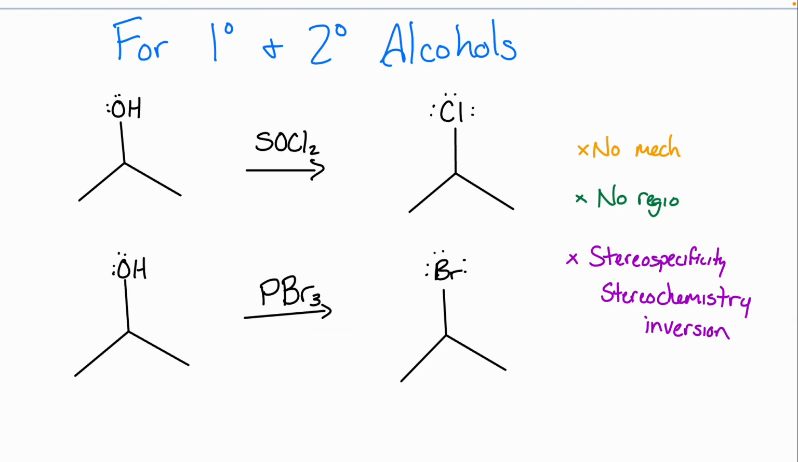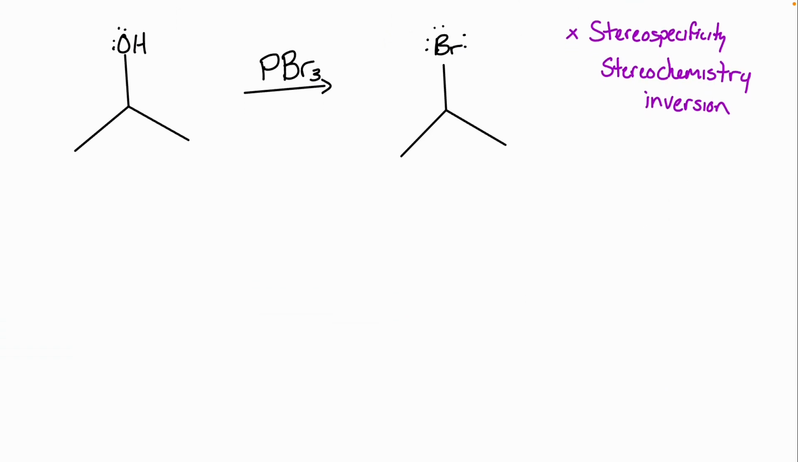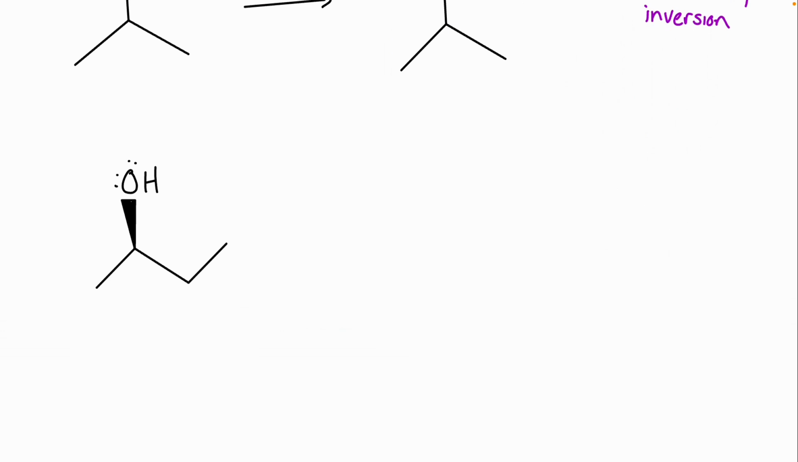All right, so what do I mean by that? Let's say that we had an alcohol that had a chiral center, and we had one specific stereoisomer of that alcohol. All right, it's been a minute, but I believe in y'all. Tell me whether we have the R or the S stereoisomer here.